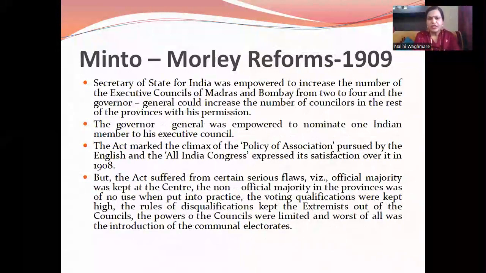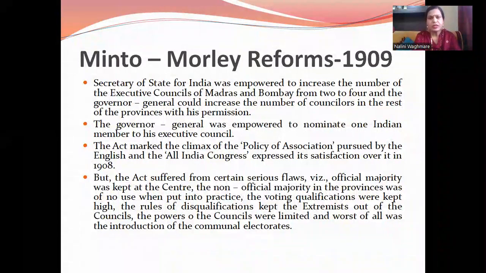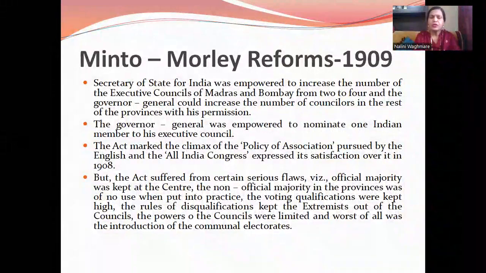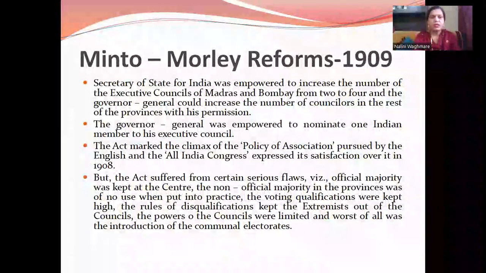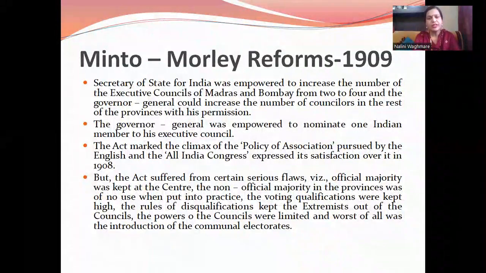The Secretary of State for India was empowered to increase the number of executive councillors of Madras and Mumbai from 2 to 4, and the Governor General could increase the number of councillors in the rest of the provinces with his permission. The Governor General was empowered to nominate 1 Indian member to his executive council. The Act marked the climax of the policy of association pursued by the English, and the All India Congress expressed its satisfaction over it in 1908.